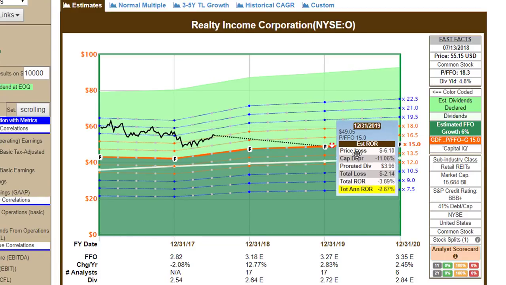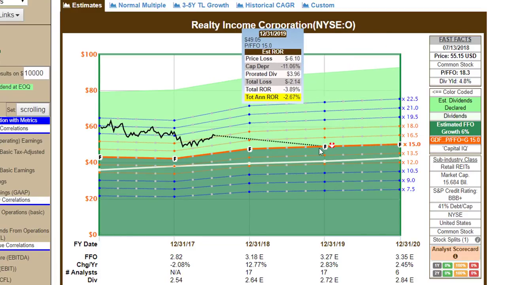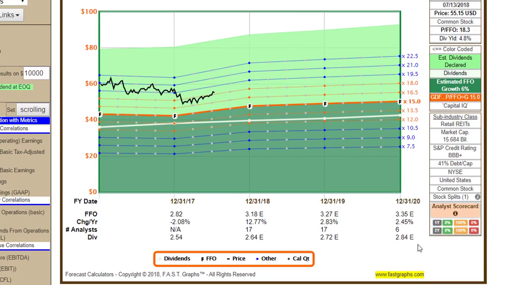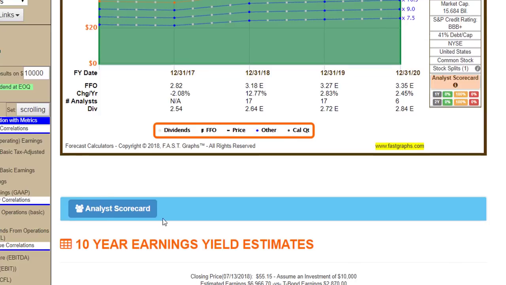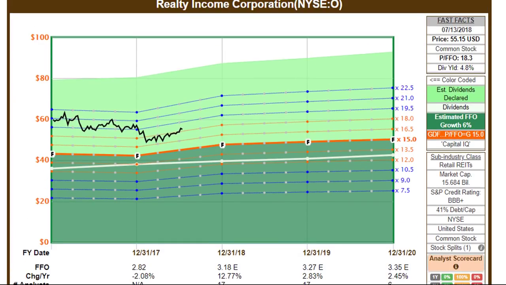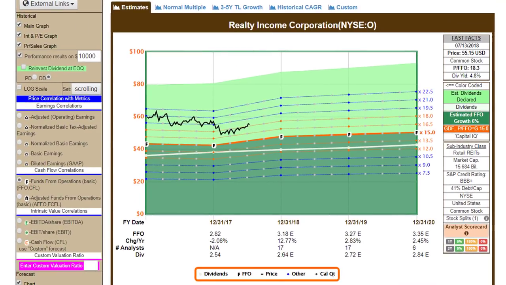If that were to be the case, the rate of return, including dividend income, could actually be negative over the next couple of years if this were true. However, I also want to point something else out. If I look at the analyst scorecard, how good of a record these analysts have had, you can see that the analysts have been forecasting FFO pretty accurately over this historical time frame. Now, the only point I'm trying to make by pointing this out is that analysts have been reasonably accurate. So there's at least a probability, based on that, that analysts could be accurate.